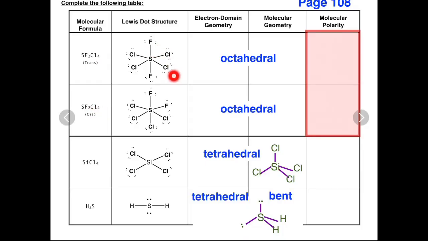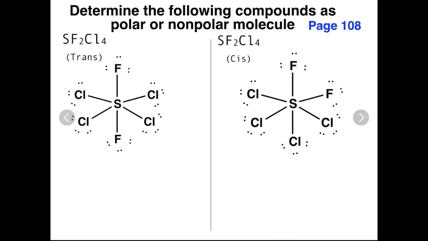Okay, so I'm going to focus on these two because the chemical formulas are identical. However, the arrangement in 3 dimensions is different. So that's why the names of these two are slightly different, right? This is trans, this is cis, indicating the different location of the fluorine. Okay, so we know that the molecular geometry of these two is octahedral. So I'm going to go ahead and use that geometry.